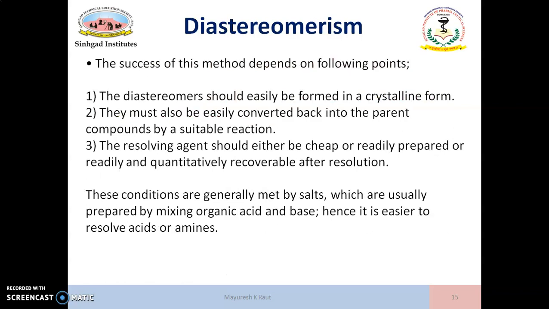The success of this method depends upon the following points. First, the diastereomer should easily be formed in a crystalline form. They must be easily converted back into the parent compound by suitable reaction. And the third is the resolving agent should either be cheap or readily prepared or readily and quantitatively recoverable after resolution. All these conditions are generally met by salts, which are usually prepared by mixing organic acids and bases. Hence, it is easier to resolve acids or amines.